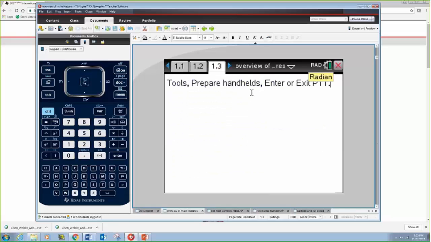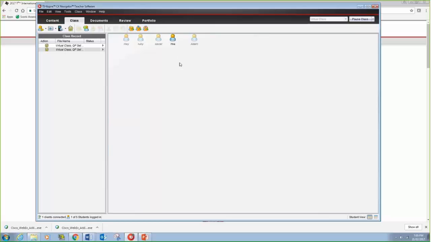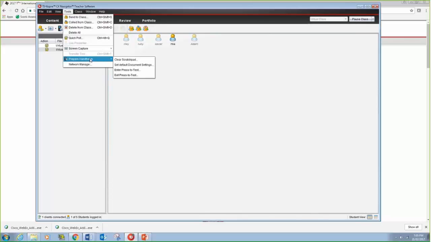So what I actually have is a virtual class connected. As you see, I have one calculator connected. If you have the students connected, it can be done via a navigator like that, or you could just connect them via docking station. If you press Tool and go to Prepare Handhelds, we have those buttons to enter Press2Test and exit Press2Test.